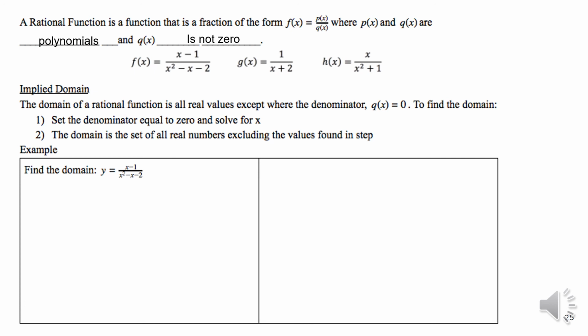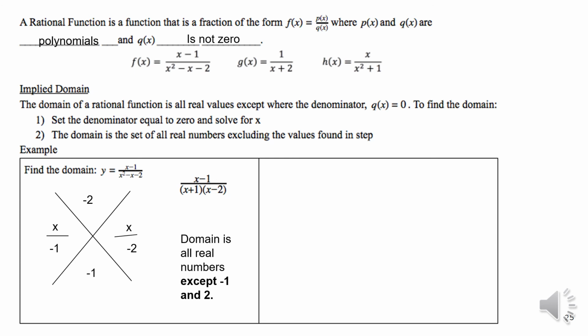Implied domain is how we refer to the domain of a rational function. It means that our rational function has a domain of everything, all real numbers, except when the denominator is equal to 0. When I factor the bottom of this example, my new function becomes x minus 1 over x plus 1, x minus 2. Therefore, my domain is all real numbers except when the denominator is 0. The denominator is 0 when x equals negative 1 and when x equals 2. Therefore, my domain is all real numbers except those.